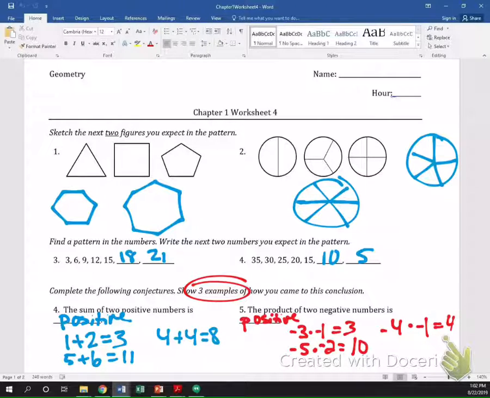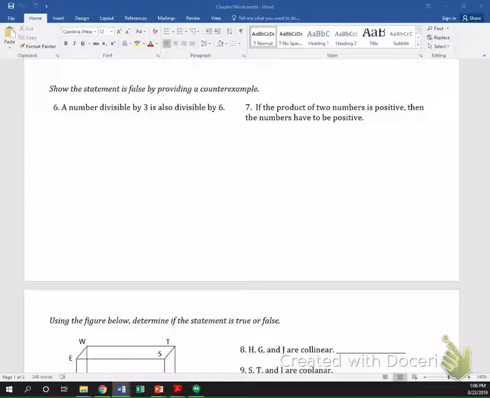3 examples. Yep. Number 6, the directions say, show the statement is false by providing a counterexample. A number divisible by 3 is also divisible by 6. 9 would be a counterexample because it is divisible by 3. However, it is not divisible by 6.